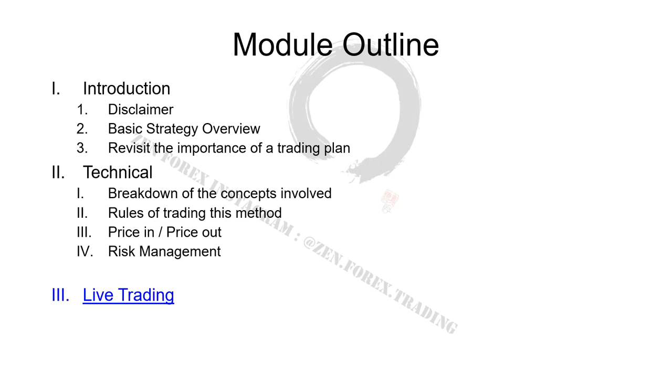We're really just going to go through the quick concepts. The concept involved is very basic. Rules of trading this method: like I said, all we're doing is price in and price out. There's no subjectivity or guesswork to this method. Either it's closing above the EMA or it's not. You don't have to read the charts at all other than where did price close? Did that candle close above or below? Okay, I'm going to get in.